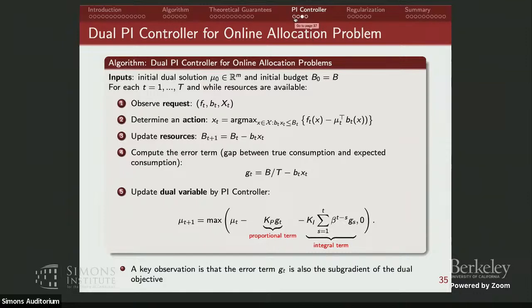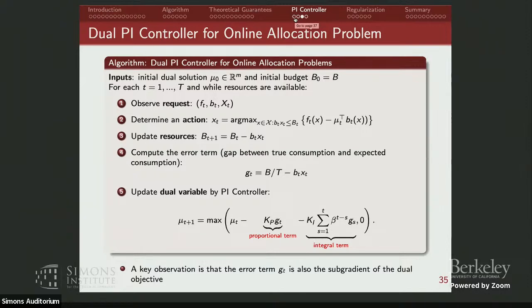So how do we do a PI controller for this budget pacing problem? In a PI controller, you consider an error term. For us, the error term becomes the gap between the true consumption and the expected consumption. And the key observation here is that this error term is exactly the same as the subgradient for the dual function, because that can bridge the PI controller to the online optimization literature.